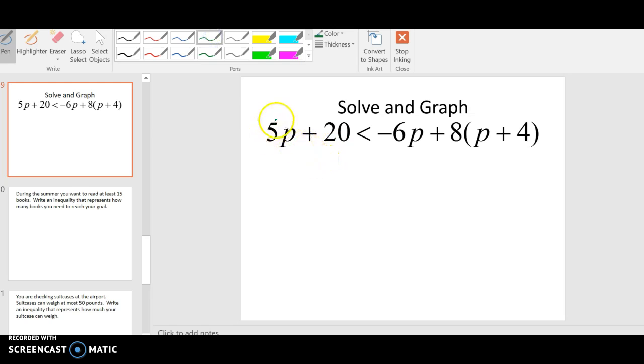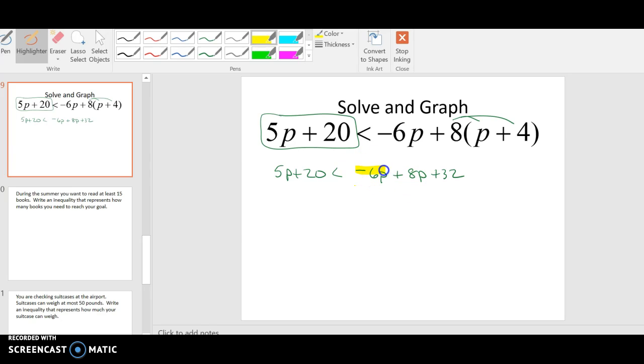So this one, if I look at the left side, I notice nothing can be combined there, so I rewrite it down. But on the right side, I first have to distribute this 8. So I would get -6p plus 8 times p is 8p. 8 times 4 is plus 32. Now if I look at the right side, the -6p and the 8p can be combined. So 5p plus 20 is less than -6p plus 8p is 2p plus 32.